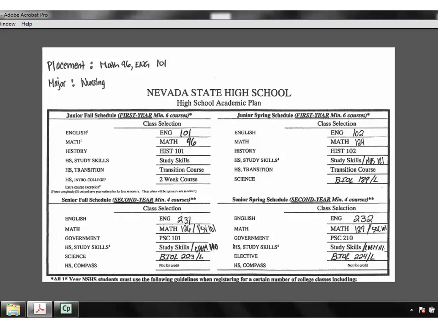For our second example, we're going to take a look at a student whose major is nursing. This student's math placement was 96 and English is a 101. This example is going to give you a very concrete idea as to why academic planning is so vital for college. So right now we're looking at this student's high school academic plan and all the classes that they took.